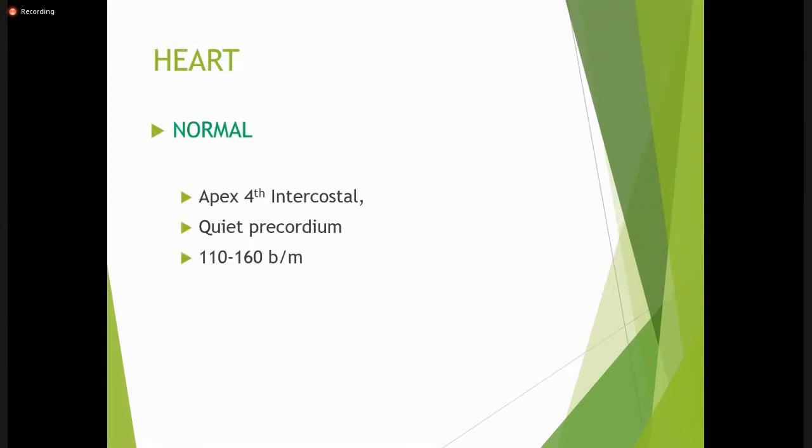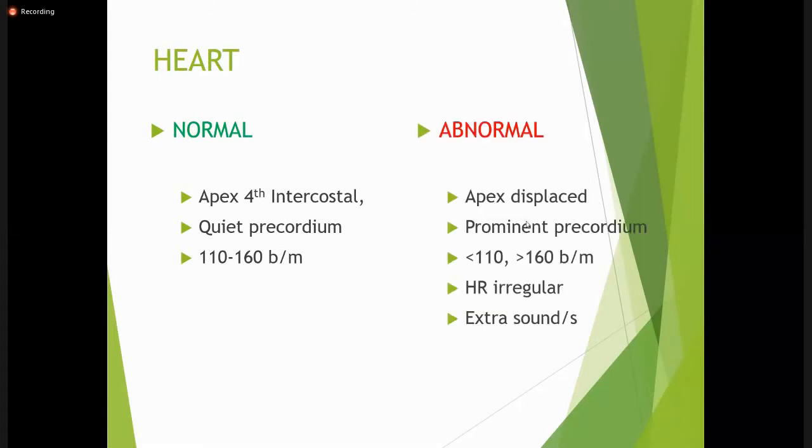Okay. In the chest, we also have to look for the precordium. Normally, the apex beat should be in the fourth intercostal space, just at the mid-clavicular line. Then the precordium should be quiet, and the heart rate should be between 110 to 160 beats per minute. Abnormal if the apex beat is displaced, there is a prominent precordium, or the heart rate is less than 110 or more than 160 beats per minute.